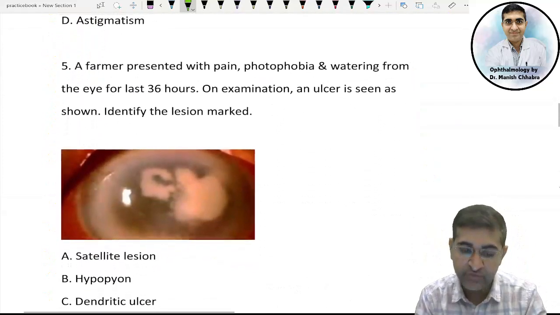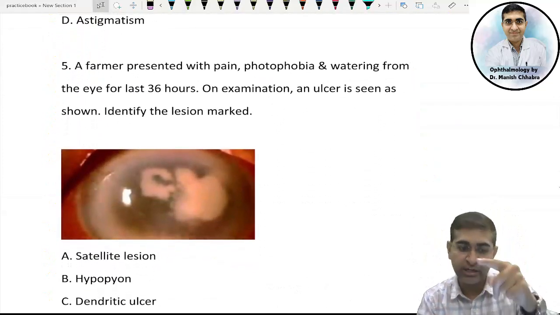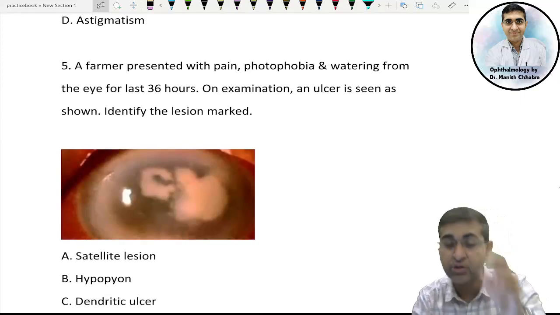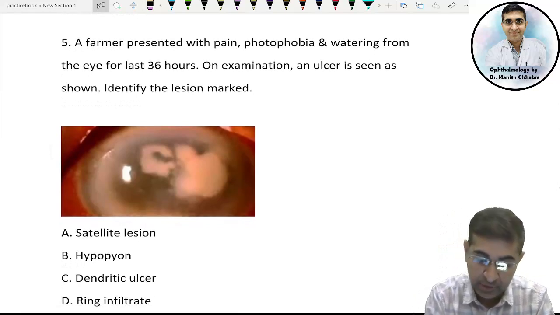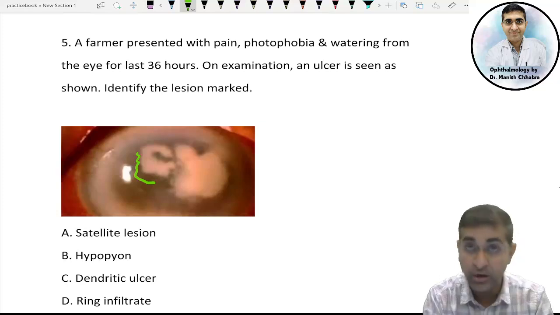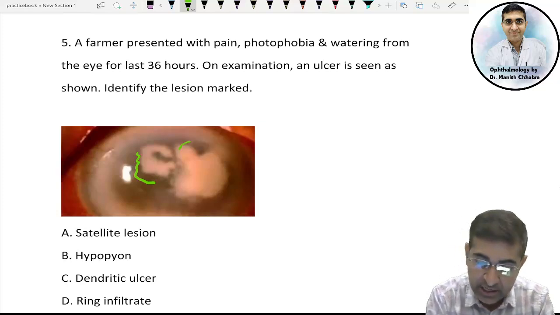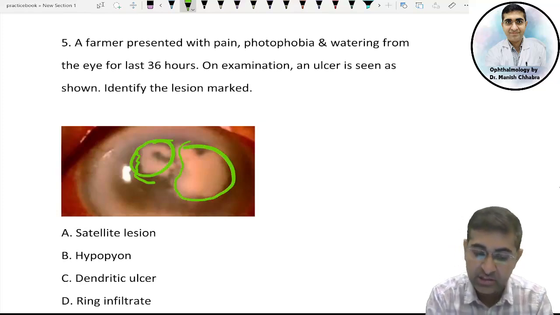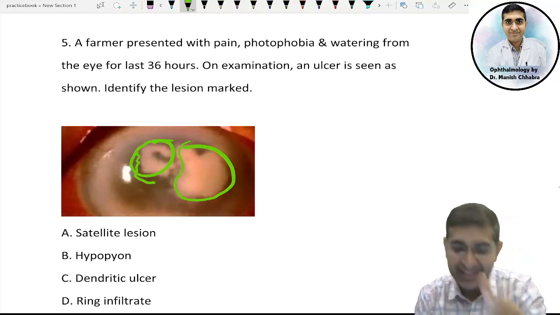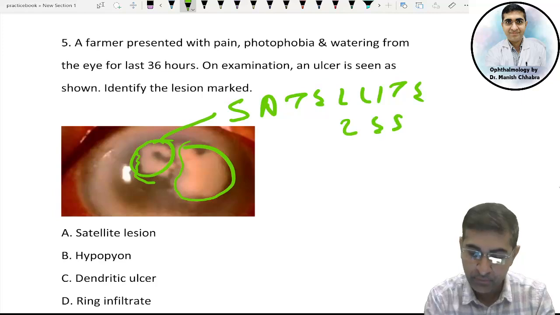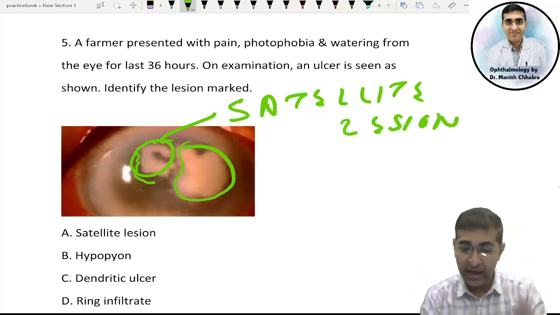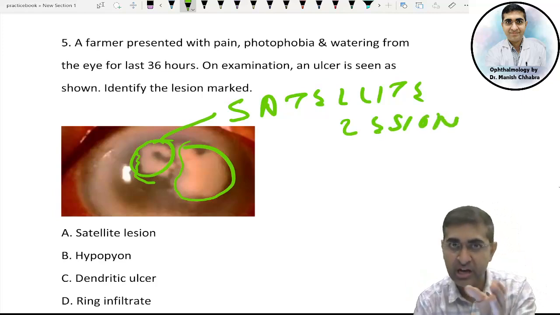Now the fifth question: a farmer presented with pain, photophobia, and watering from the eye for the last 36 hours. On examination, an ulcer is seen. Identify the lesion. Can you appreciate the margins? Yes, non-defined margins are there. Can you see that this is the main ulcer while this is the secondary ulcer? So this is known as a satellite lesion. And you can see that the margins are non-defined.